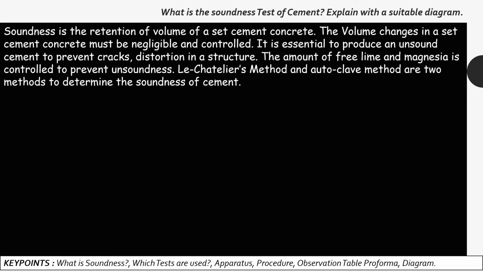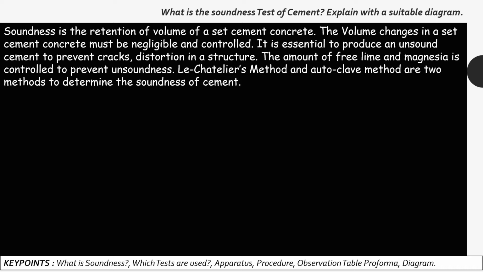Now, soundness is defined as the retention of volume of a set cement concrete. That is, the change in volume is defined as the soundness. Next, we could write that the volume changes in a set cement concrete must be negligible and controlled if there are any changes. It is essential to produce a sound cement to prevent cracks and distortion in a structure. The amount of free lime and magnesia is controlled to prevent unsoundness.